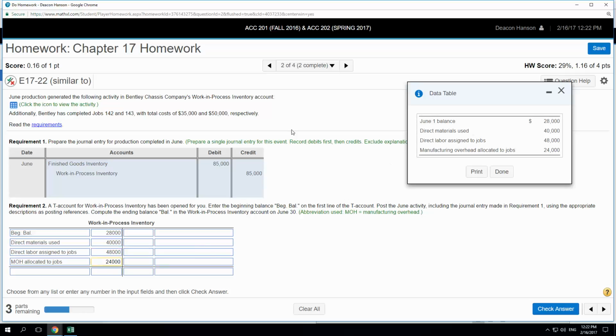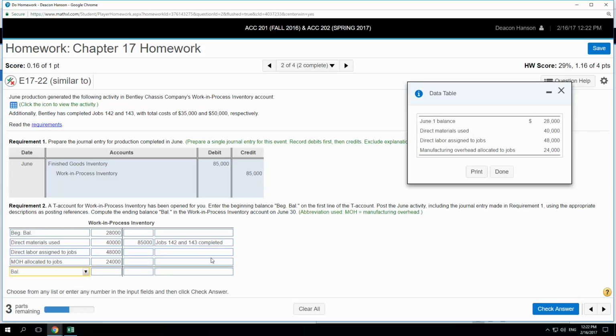Okay. And then notice I'm just going to post this credit that I did in the previous step. I'm going to take the 85,000. Those were the jobs that were finished, and move to, I think it wants me to skip a row. Finished and moved. Right. Jobs 142 and 143 were completed, so they're no longer in work in process.